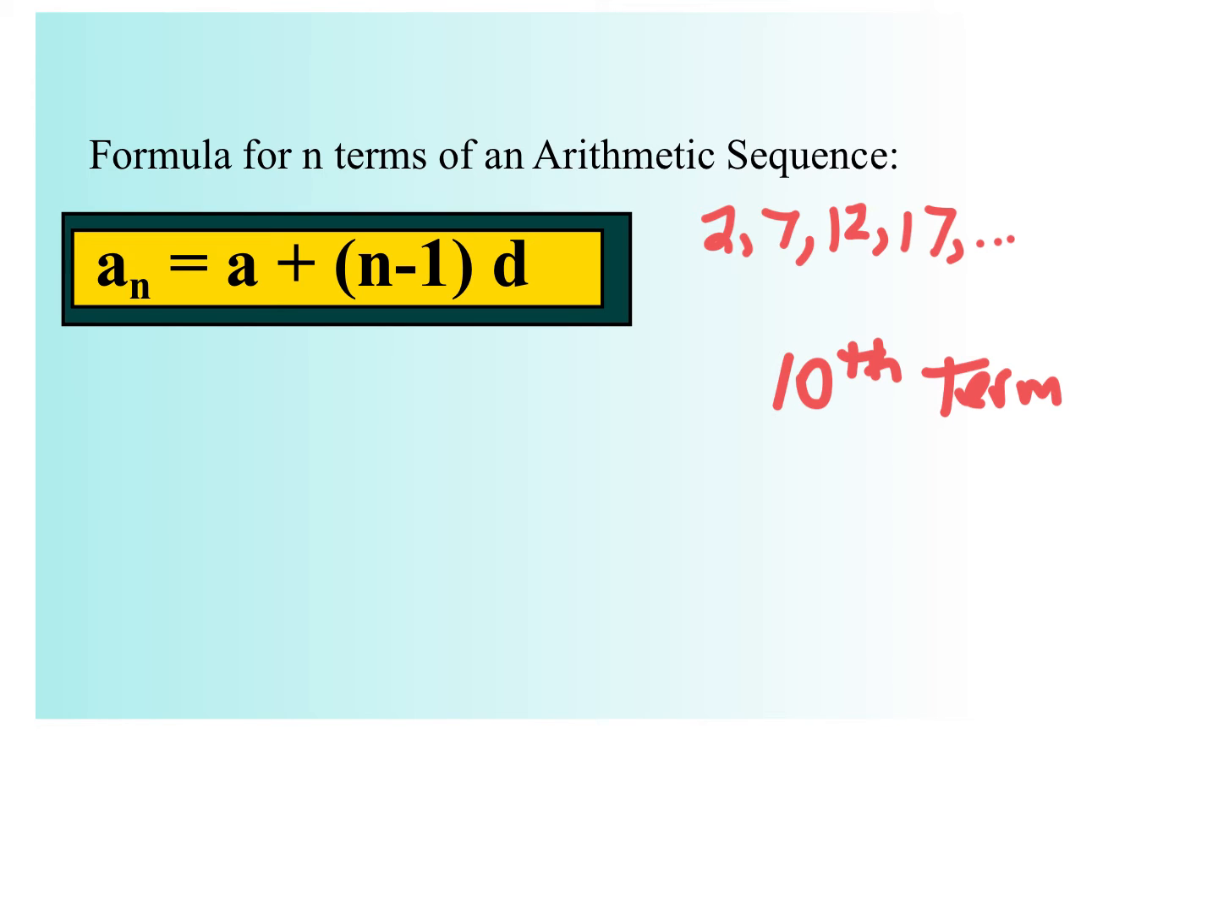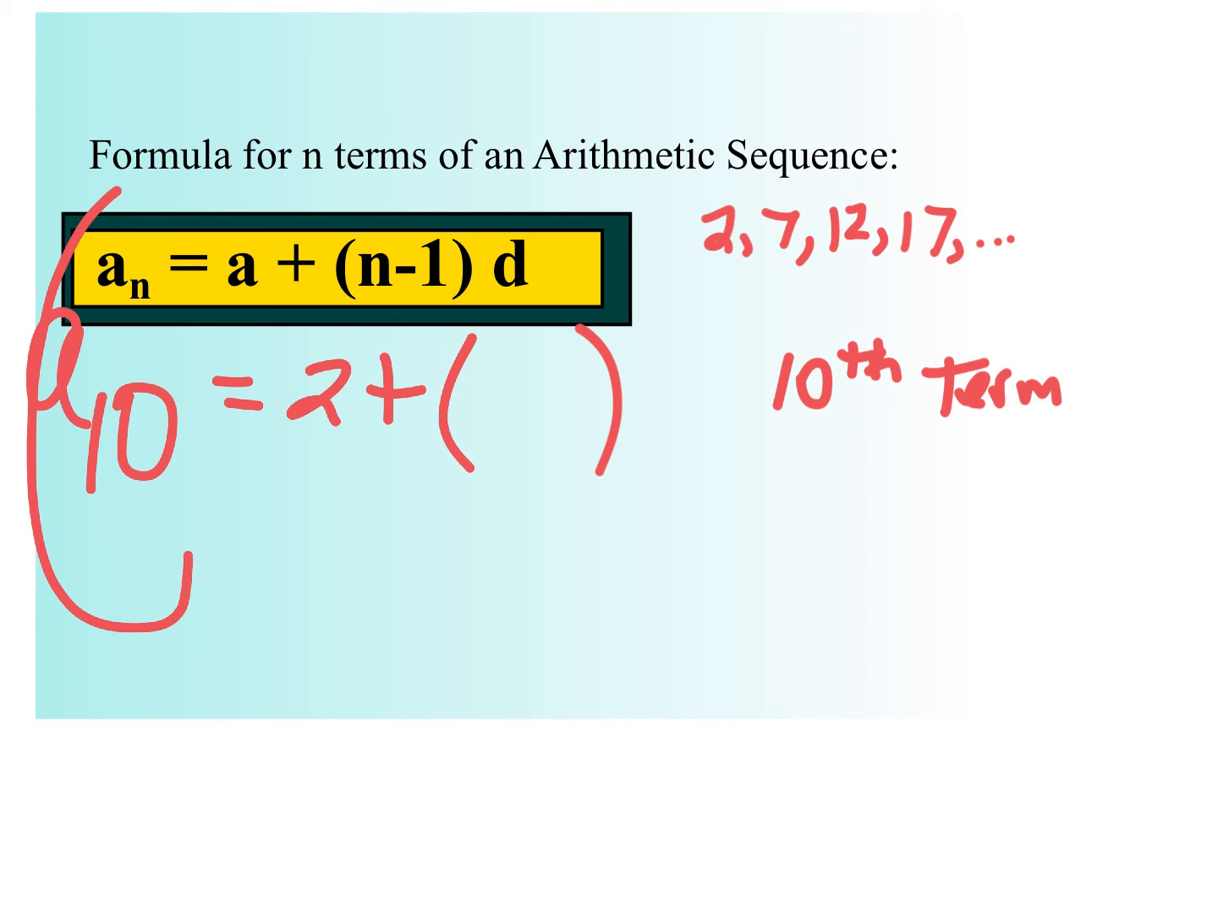Okay, Jack, would you walk me through this? I want to find a sub 10. What do I do? Oh, I'm not quite sure, but I'm going to give you a hint. A is the first term. So 2, plus n minus 1. From this right here, you should be able to tell me what n is.